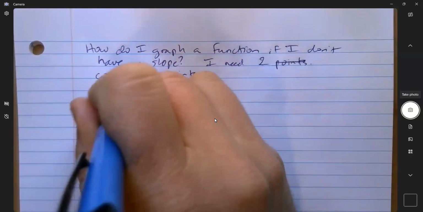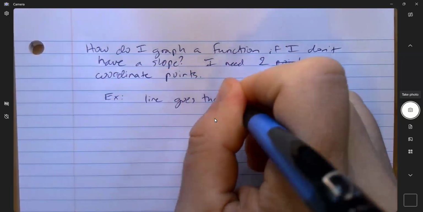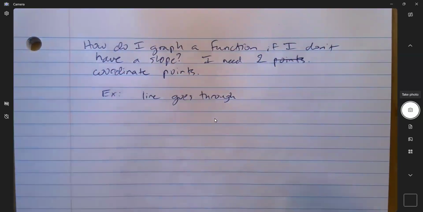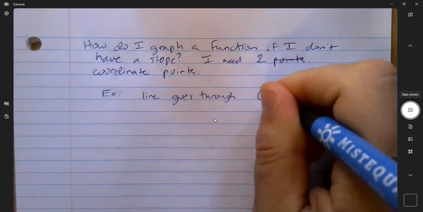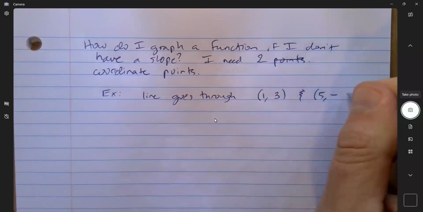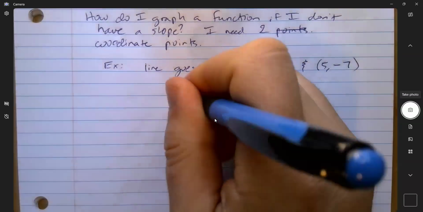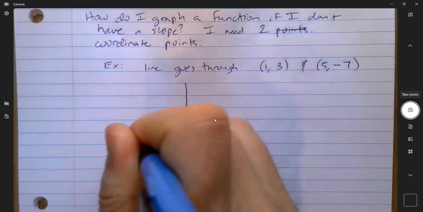So let's take it as an example. A line goes through, and this is going to look familiar because we've been doing this before. 1, 3, and 5, -7. So I just graph that. I draw myself some axes.